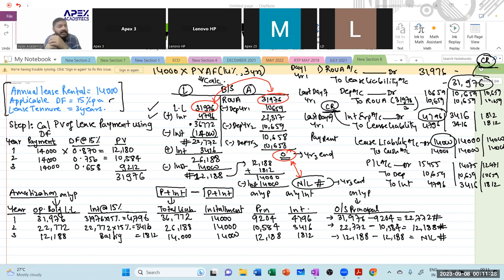Second entry. Depreciation increases the value of the asset or decreases the value of the asset? Decreases the value of the asset. Therefore, the asset has to be debited or credited when depreciation is being passed? Credited. So we have credited the right of use asset and debited depreciation. Correct? Yes, sir.